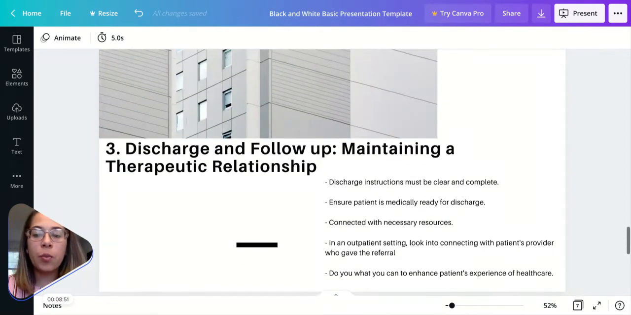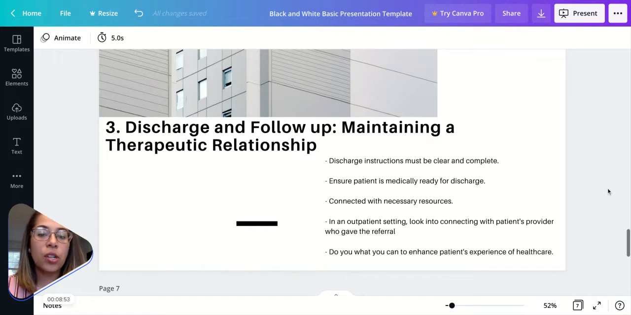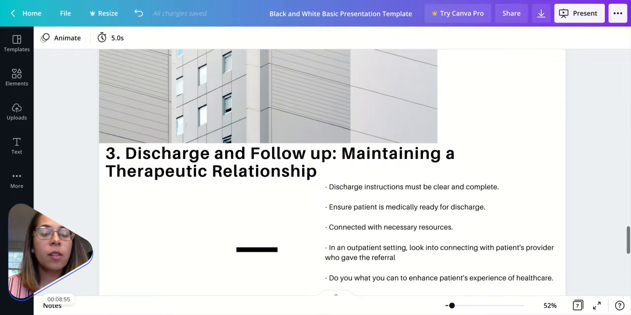So, thirdly, we're looking at discharge and follow up. And there's a lot of responsibility that falls on providers when it comes to discharge. We have an obligation to make sure that patients are, first of all, ready for discharge, medically ready for discharge, and being discharged to a safe environment. So, those are some ethical qualms that can come up during discharge disposition scenarios where we're trying to figure out where is the safest place for this patient to go.